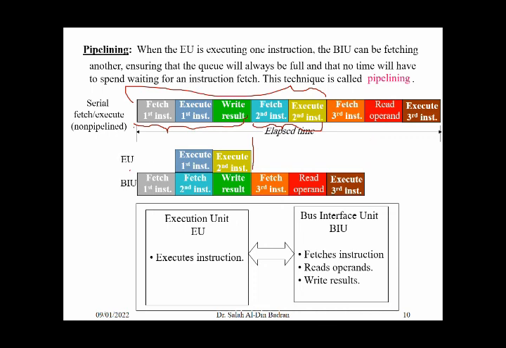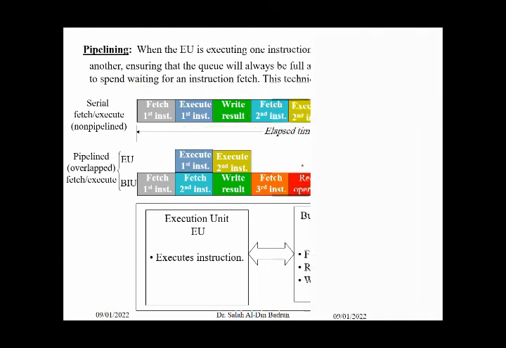This is the EU and this is the BIU. So the EU, the execution unit, will do this task. The BIU will be involved in these tasks: fetching, writing, reading. But here, the EU is just executing the instructions. This is the pipeline, also called overlapped fetch-execute.